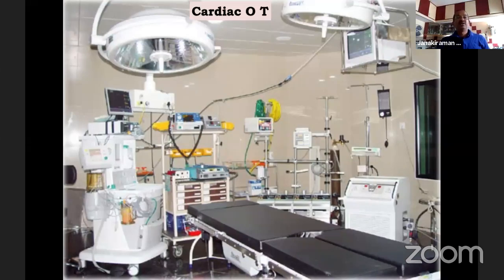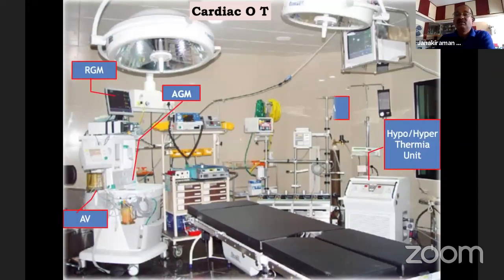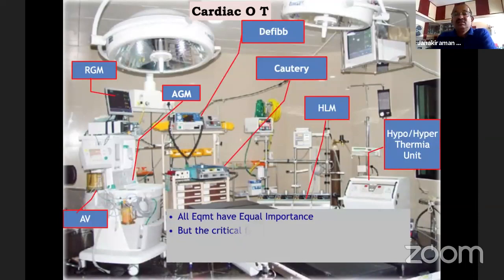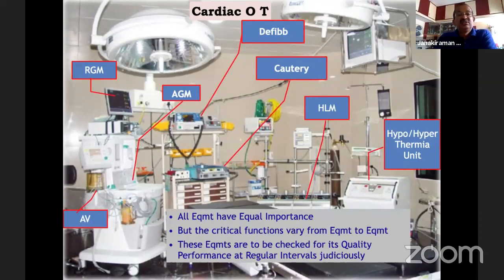And that's your cardiac OT. You have a hyperthermia unit, and you have a heart-lung machine. When you have an HLM and a hyperthermia unit, you know it is a cardiac OT. All equipments have equal importance, but the critical function of each equipment varies. A patient monitor is only a diagnostic equipment. The heart-lung machine is a therapeutic equipment. That's the function of heart and lung.